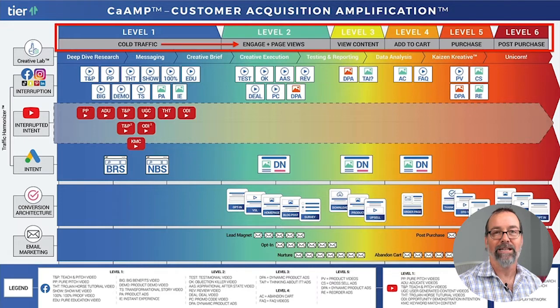And the reason why level 1 and level 2 are much larger as far as length, or sort of horizontally why they have more width than all the other levels, is because that's where you should be spending most of your time.